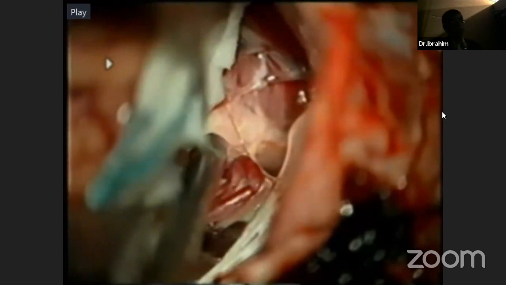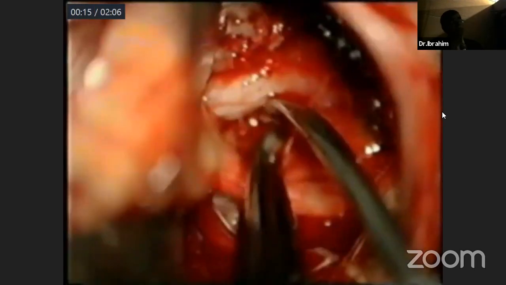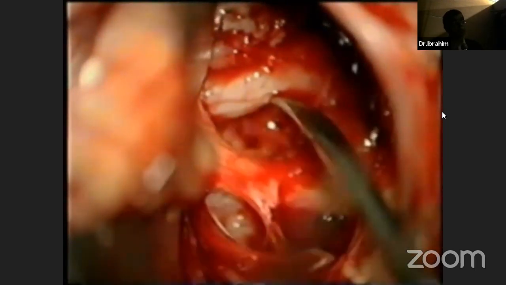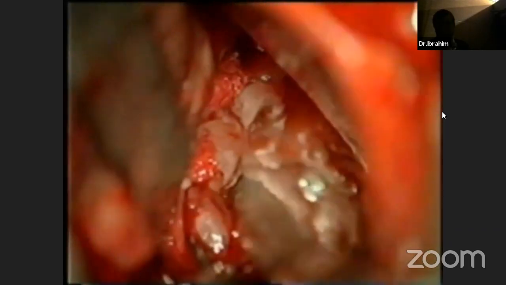And this is the tumor, this is the facial nerve. So again, you would have to work between nerves, here between the facial and the trigeminal, taking the tumor off its origin from the dorsum sellae. This is the origin. And in the sitting position, everything flows down, so you have no problem.